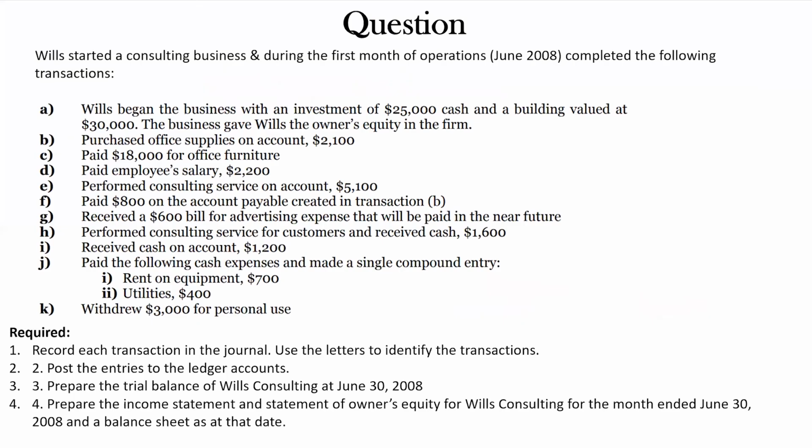So let's continue. D, paid employees salary, $2,200. So we're seeing here, you paid something. So our cash again is being reduced. So cash is an asset, and when assets reduce, we credit. So we're seeing a credit of $2,200 for cash. But what did we pay? We paid salary. So what is salary to the business? What is employee salary in a business? It's an expense. And when our expenses increase, or once our expenses are incurred, it's debited.